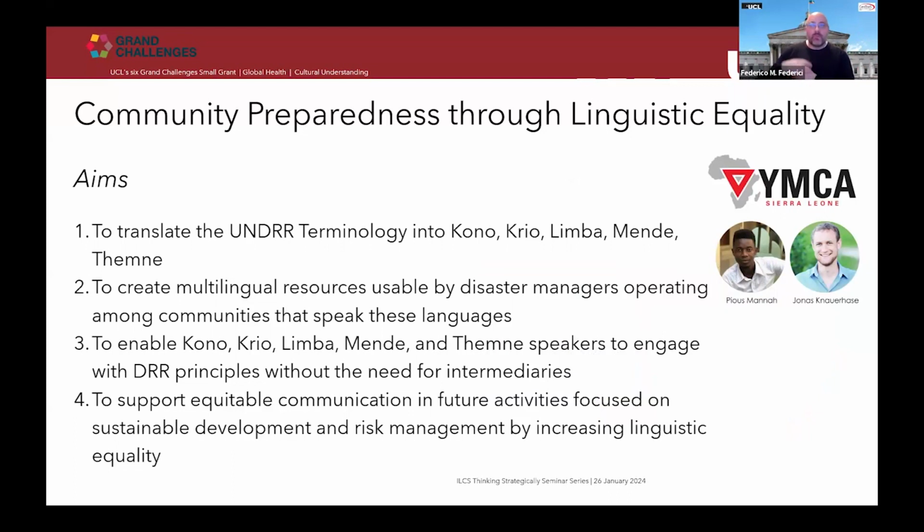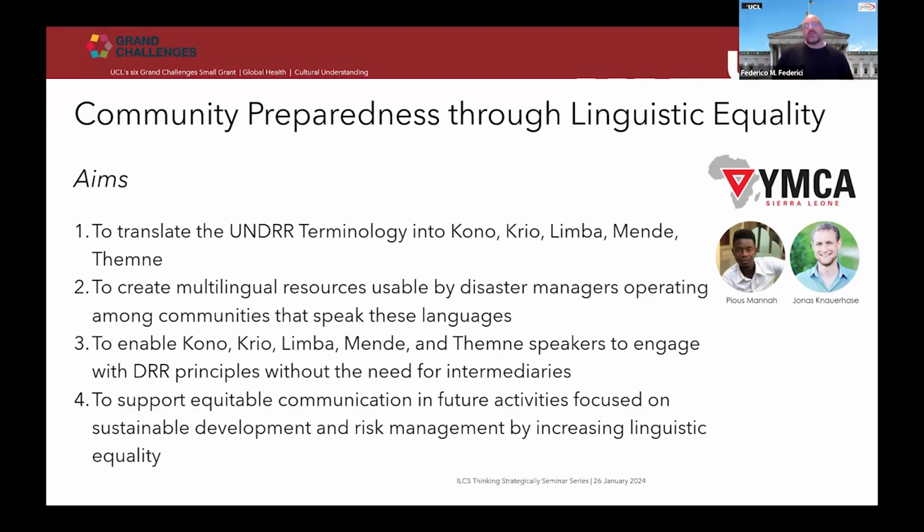We need some training, but then it developed into something more. And they said, well, actually, rather than make it all about COVID, which in the meantime had become less of a concern in some areas of Sierra Leone, let's make it about something bigger. Let's make it about risk preparedness in general, so that the need for preparing our multilingual communities is reflected in the resources that we are creating. And so the idea was very much from the very beginning to create multilingual resources that are usable by disaster managers operating among the different multilingual communities in YMCA.